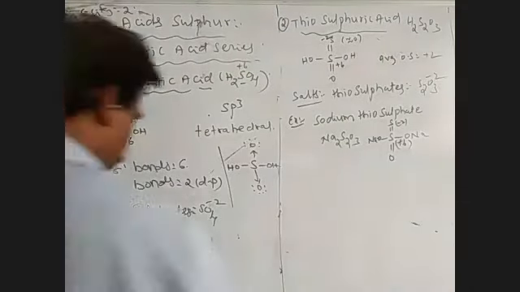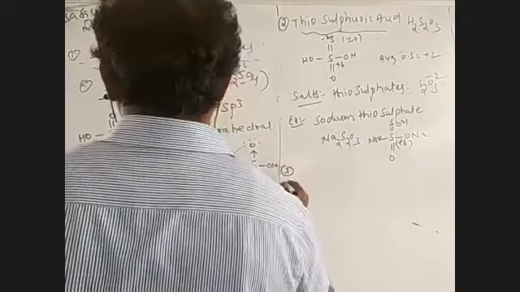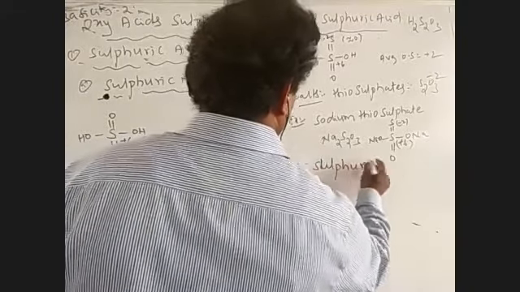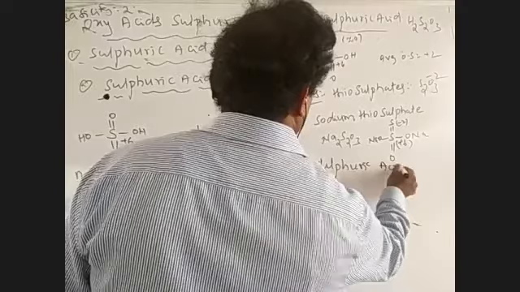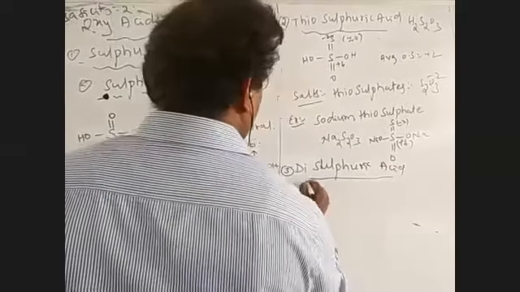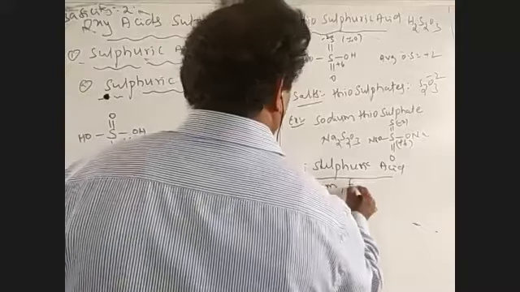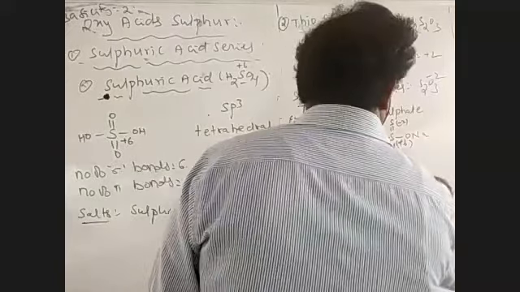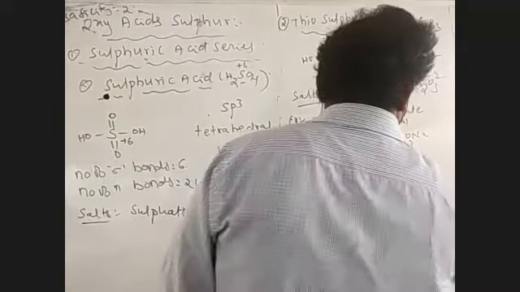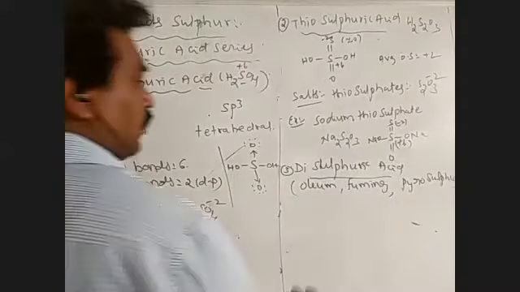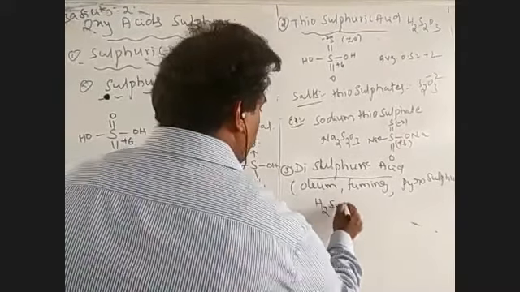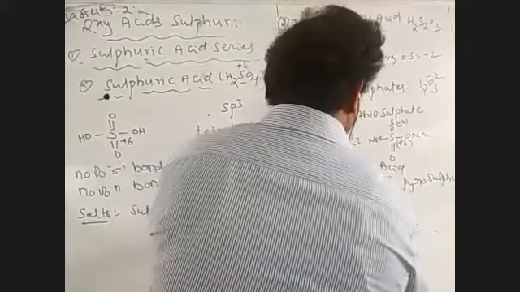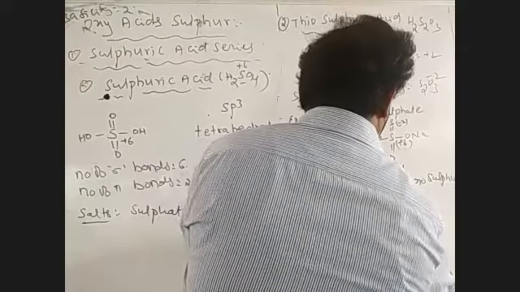The next is disulfuric acid. The disulfuric acid is also called oleum, also called fuming sulfuric acid, and also called pyrosulfuric acid. The formula of the compound is H2S2O7. The disulfuric acid is a combination of H2SO4 plus SO3.